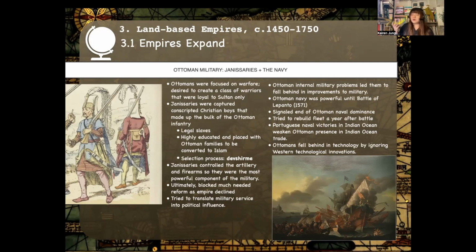The Ottoman navy was all powerful in the Indian Ocean until the Battle of Lepanto in 1571. It signaled the end of Ottoman naval dominance, and they tried to rebuild the fleet a year after the battle, but the Portuguese naval victories in the Indian Ocean weakened Ottoman presence in the Indian Ocean trade, leading to that transfer of power to Western expansion. The Ottomans fell behind in technology after ignoring Western technological innovations.